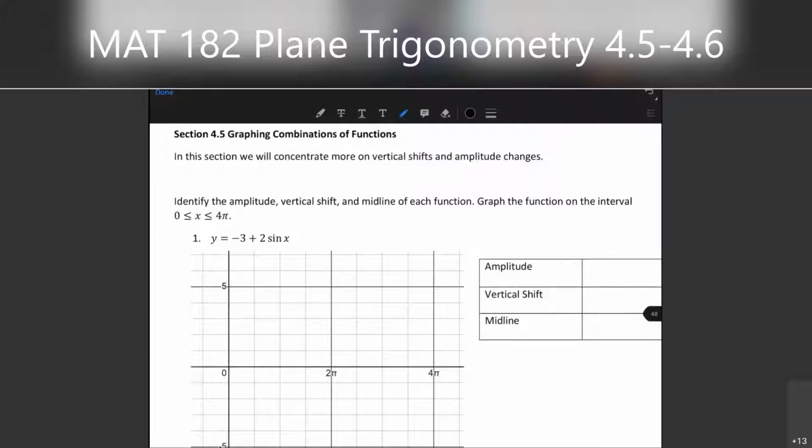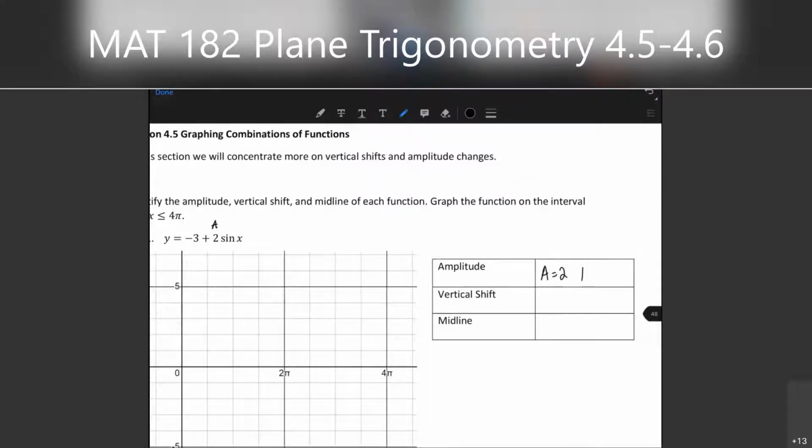Yep, 2 would be the amplitude. That's the A value right in front. So since A is equal to 2, our amplitude is the absolute value of A, which is also 2. So that works. So that means our height on our sine curve is going to be 2.